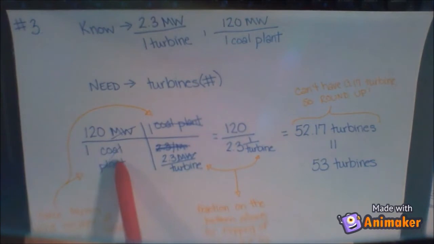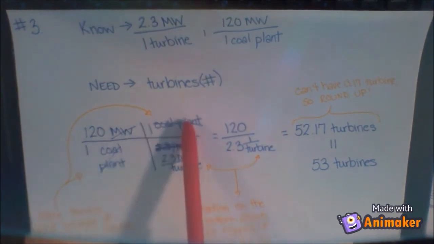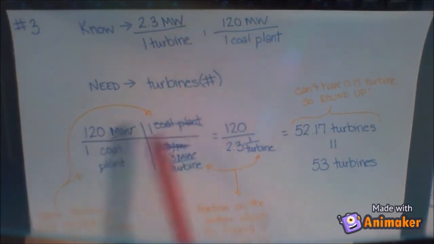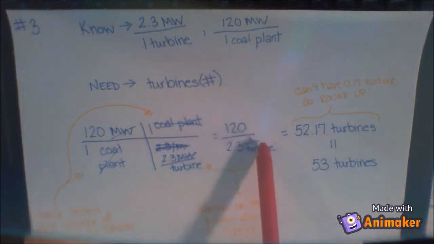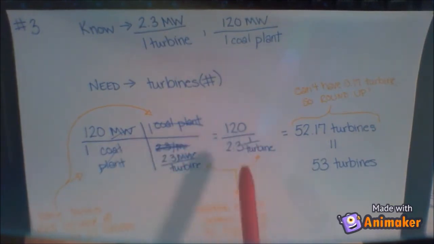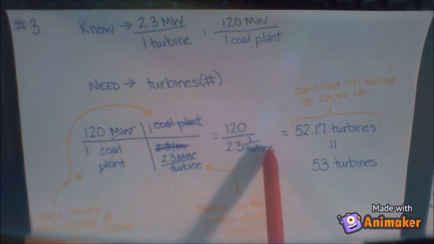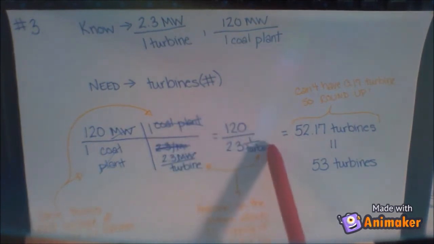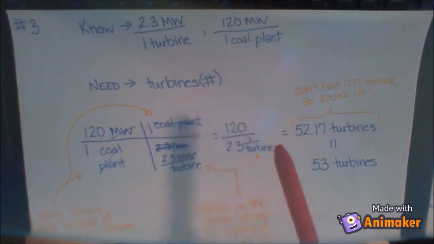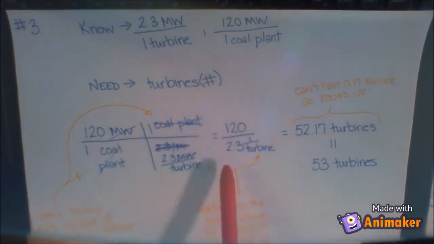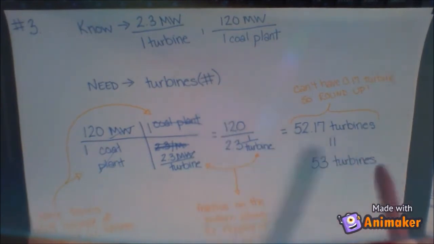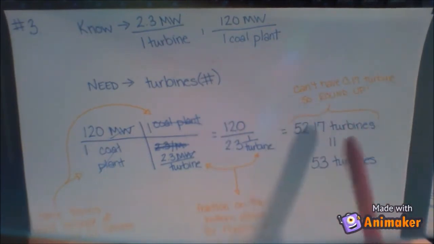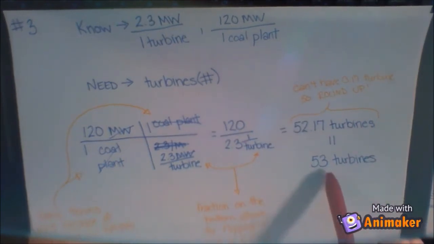This is telling us this is coming from the coal plant. This is telling us that we're trying to replace the coal plant, so these cross out. What you end up getting is 120 over 2.3, 1 over turbine, because your megawatts will cross out. What this allows you to do is when you have finished solving this problem, you can basically take the reciprocal of this and you get the turbine on the top. When you do this division, what you end up getting is 52.17 turbines. Again, you can't have 0.17 of a turbine, so you have to round up. The answer is 53.